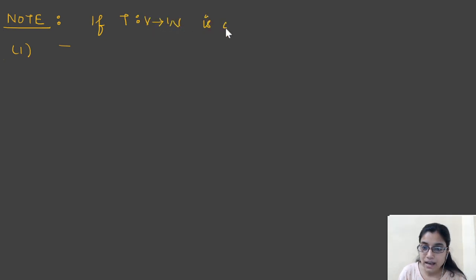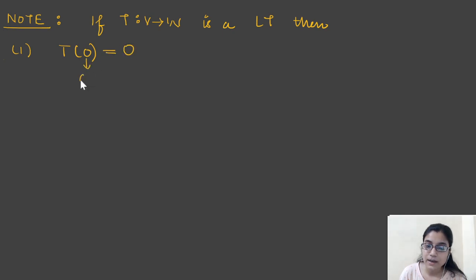So this was our second example to understand whether the given mapping is a linear transformation or not. Now let's proceed to a few things which are quite important for us to check whether this mapping forms a linear transformation or not. So I'm going to tell you one important thing, so you can note it down in your notebook. The first point here we have is, if T from V to W, which is a mapping, is a linear transformation, then what happens is that T of 0 must be mapped to 0.